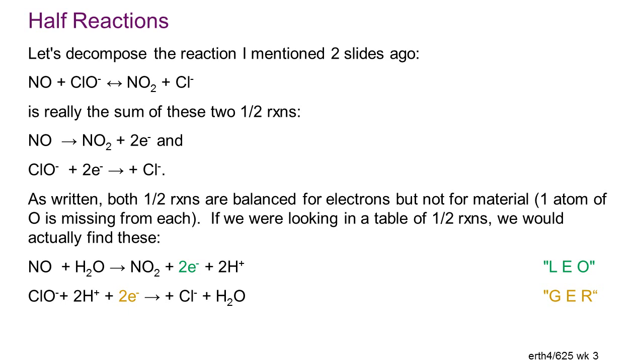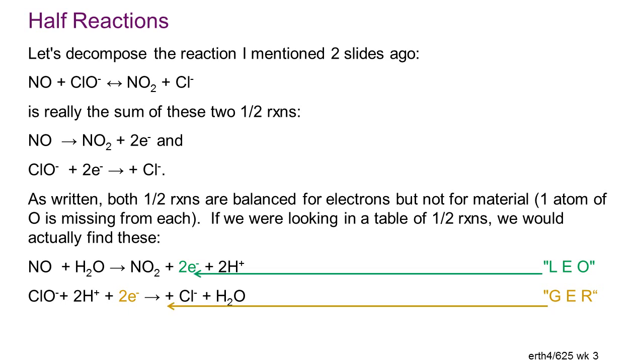And I've shown you those at the bottom, where we've added in water and hydrogen ions. You could have also written these equations slightly differently, where you add in water and hydroxide ions to also balance it out, but this is the simplest reaction, and these are the ones that you would find in a table. And I can highlight here which reaction is the LEO and which reaction is the GER.